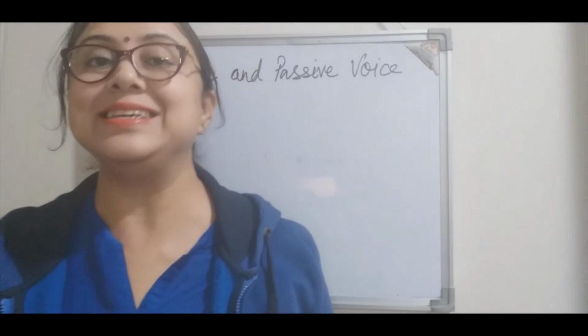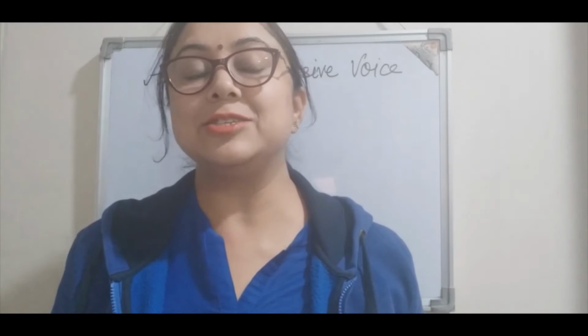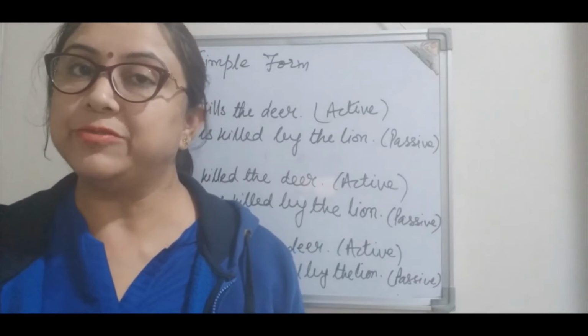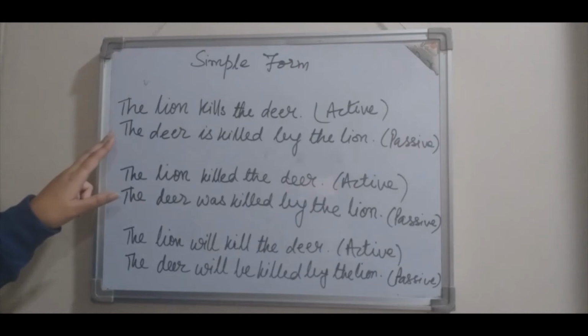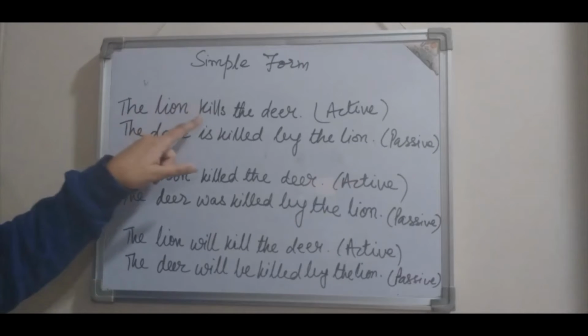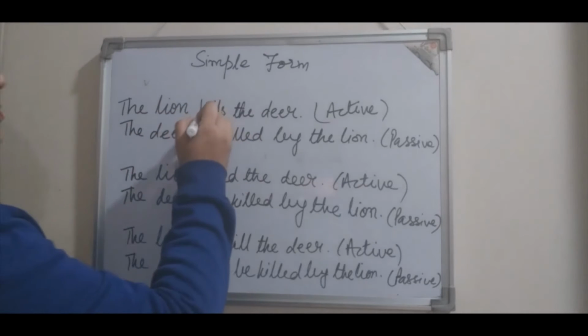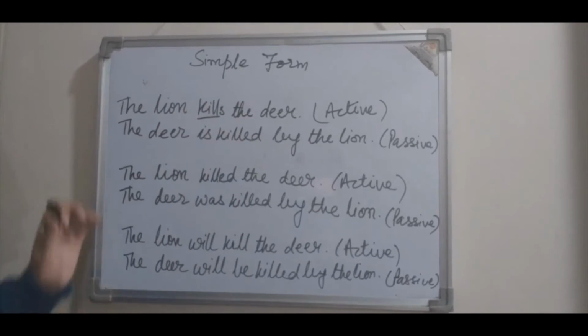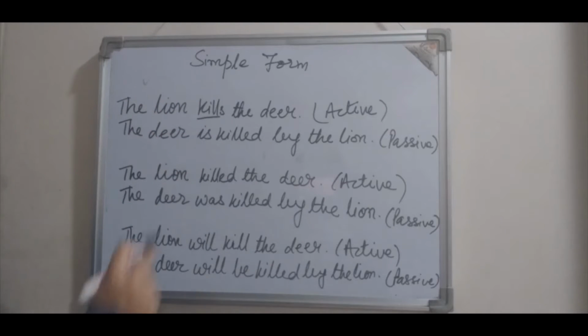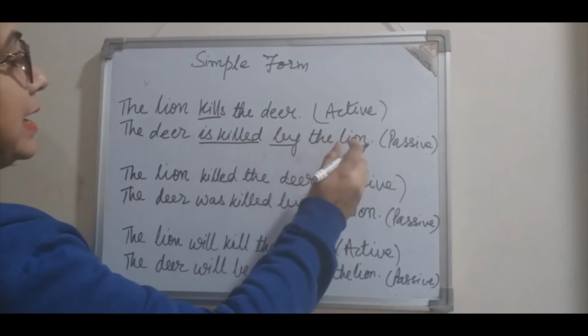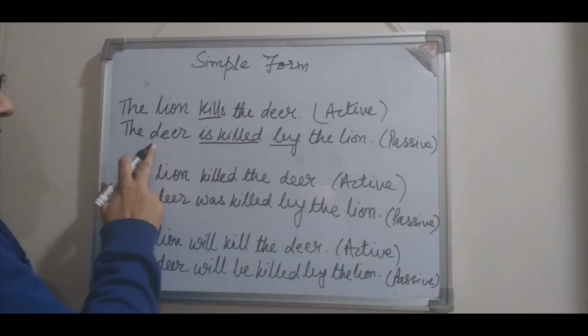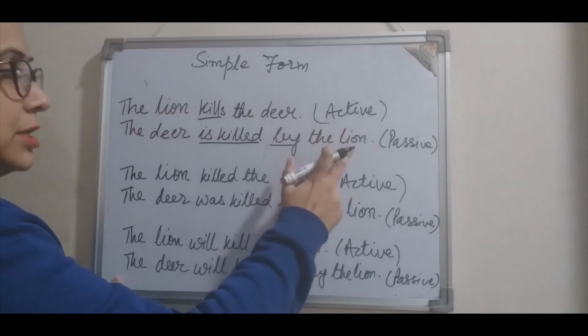Now let us further see how we change sentences from active voice to passive voice as per different tense forms. Let us begin with the simple forms, that is simple present tense, simple past tense, and simple future tense. In simple present tense: the lion kills the deer. Here we see that the verb is in simple present tense. So when we change it into passive voice, how will we change? The deer is killed by the lion. So the object here becomes the subject, and the subject here becomes the object over here.